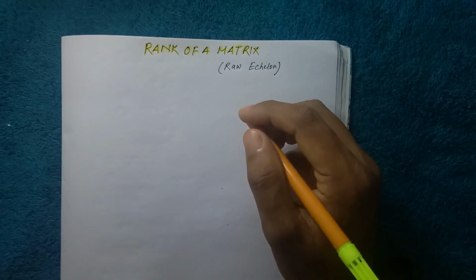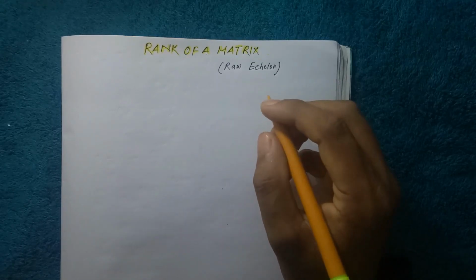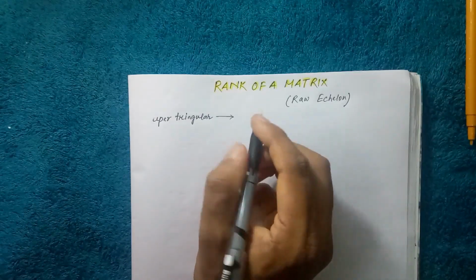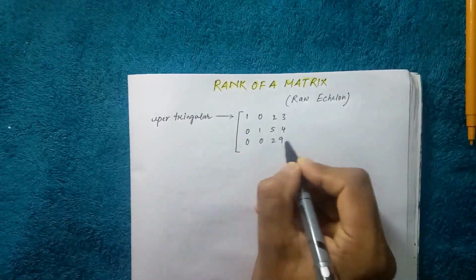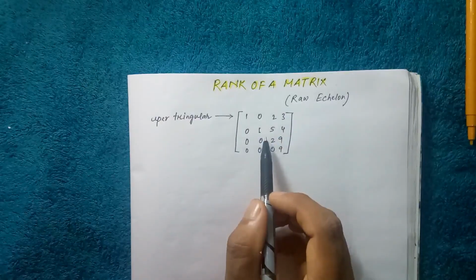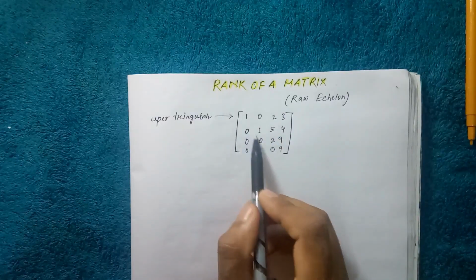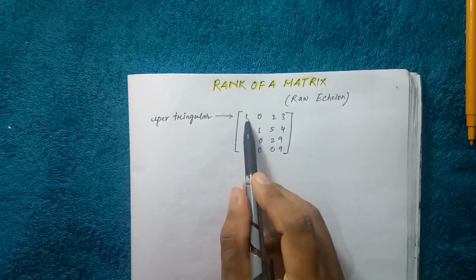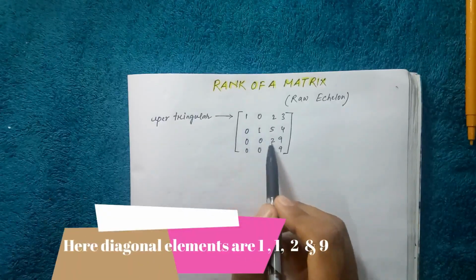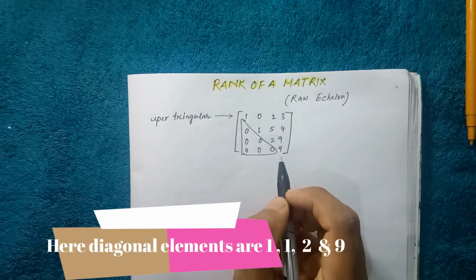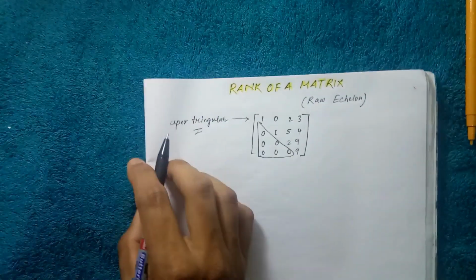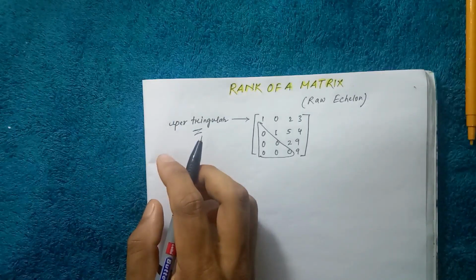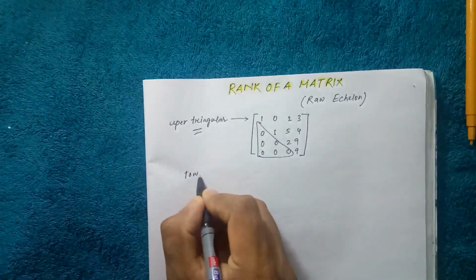If you don't know what an upper triangular or lower triangular matrix is, then here it is. Randomly I take an example. If we notice, all the numbers which are below the diagonal element are 0. So this type of matrix we call an upper triangular matrix, and also we can find the lower triangular matrix like this.